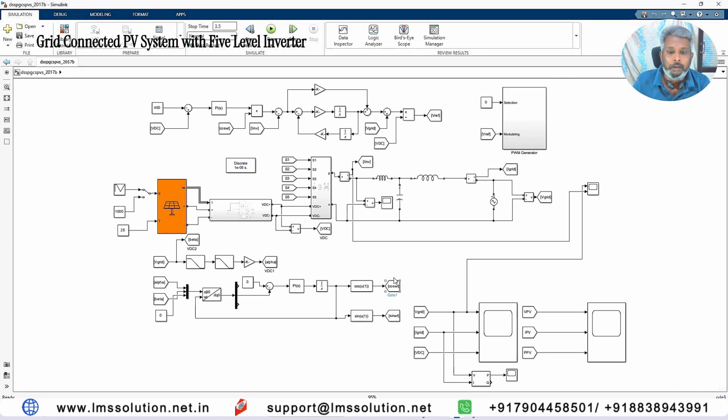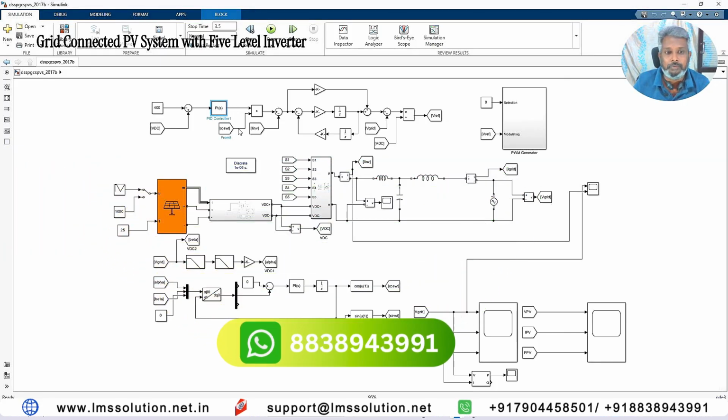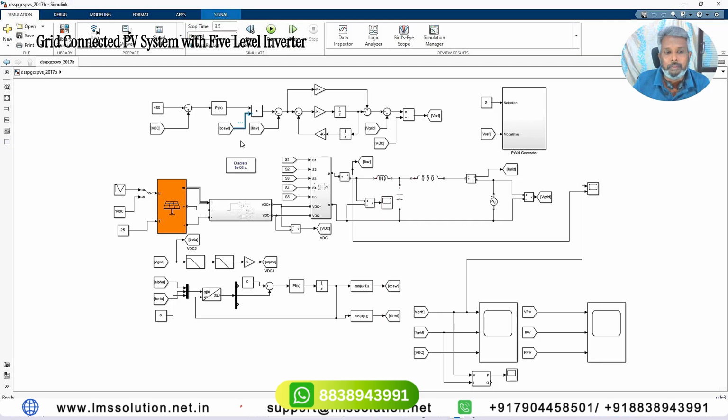Now we have the cos omega t here. You just have to multiply it with the output of the PI controller. Because this is a voltage controller, it generates the reference current in magnitude only, so we need to convert it into sinusoidal form. For that we multiply it with cos omega t. Now we are getting the I reference in cosine form.